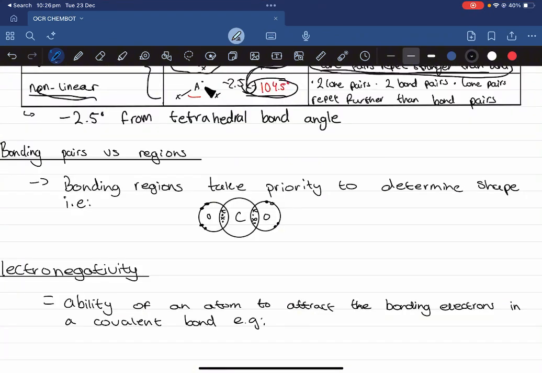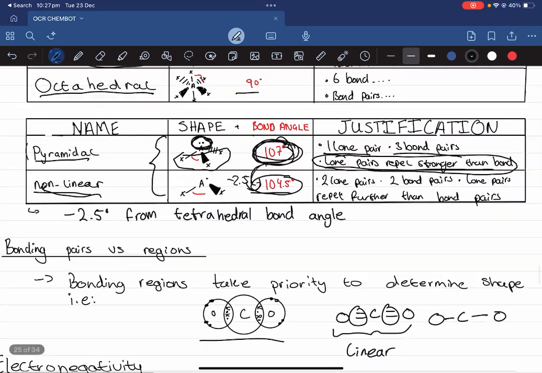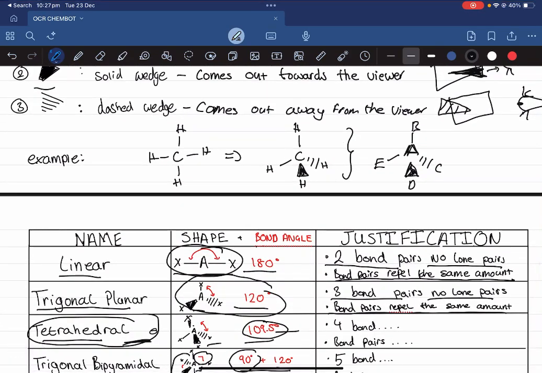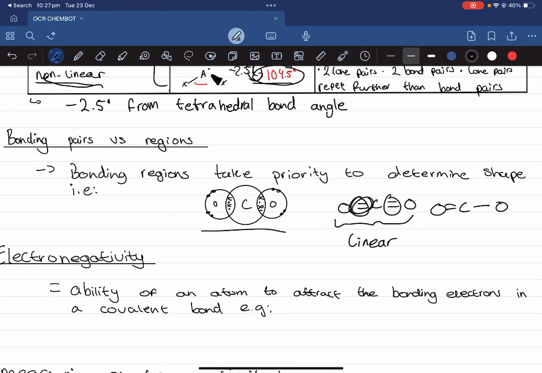Now, there is a distinction that needs to be made between bond pairs and bond regions. Bonding regions take priority to determine shapes. Here is an example. Carbon dioxide actually has 4 bond pairs, because oxygen donates 2 and carbon donates 2 to make each bond, giving 2 bonds of 2 pairs each. However, this whole compound is still linear. It would be represented as such if we were using these symbols. Of course, we know these are double bonds and therefore we should represent them like that. However, the general rule is that this is linear.